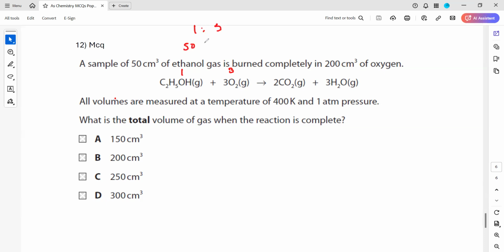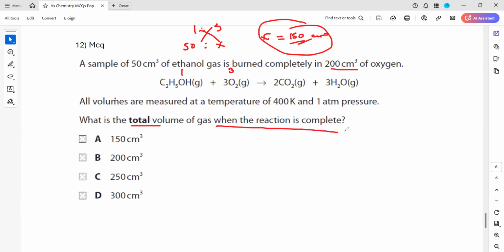If I have 50 cm³ of ethanol, how much oxygen do I need? Cross multiply. For a complete reaction, we need 150 cm³ of oxygen, but we have 200. So oxygen is in excess and ethanol is limiting. We need the total volume which is left, which will be the unreacted reactant and the formed product.